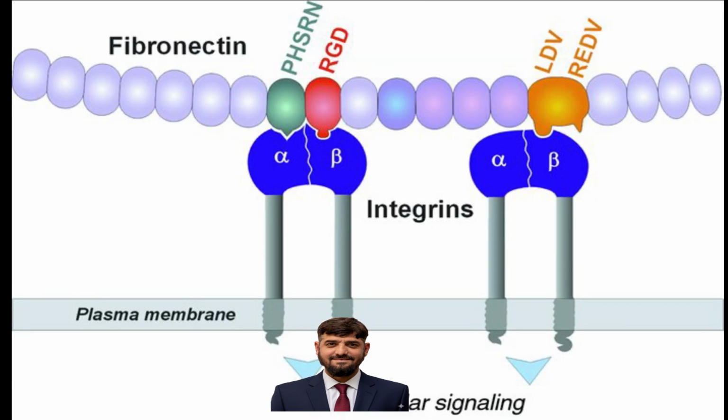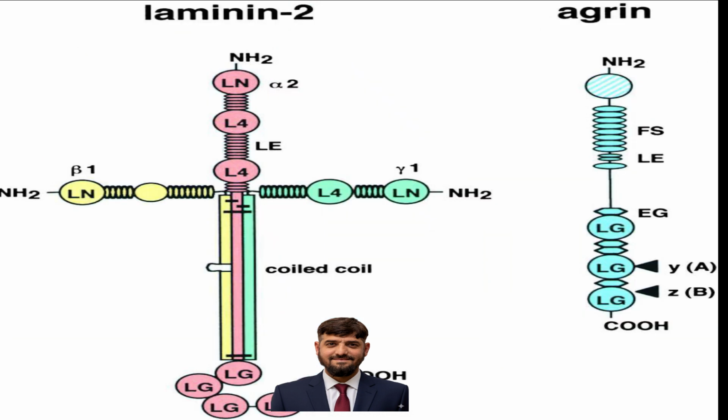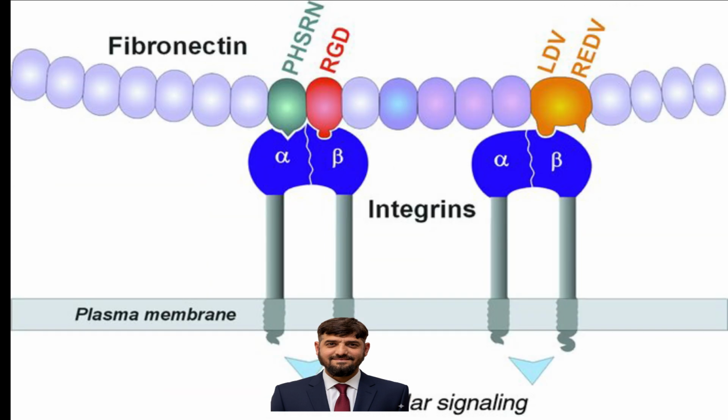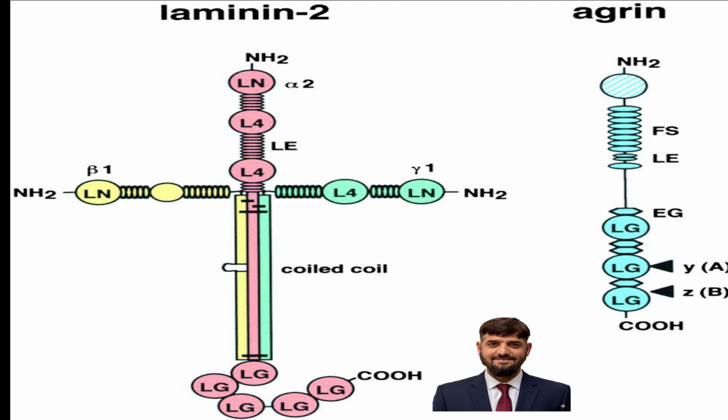The extracellular matrix also contains adhesive glycoproteins, mainly fibronectin and laminin. Fibronectin helps cells attach to collagen, GAGs, and cell surface receptor, thereby organizing the extracellular matrix. Laminin is a major component of the basal lamina and plays a crucial role in anchoring epithelial cells to underlying tissue.